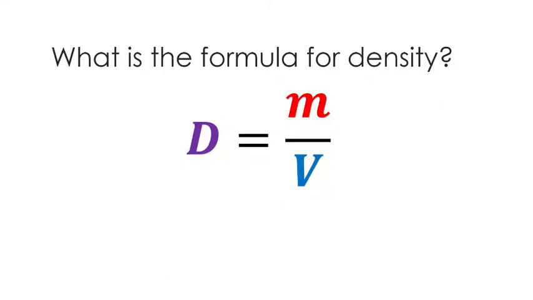So, what's our formula for density? Definitely need to make sure to get this written down there. D equals m over v. Density is equal to mass divided by volume. And here we have our equation.